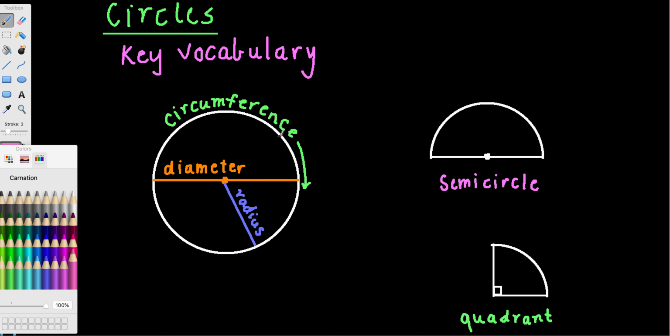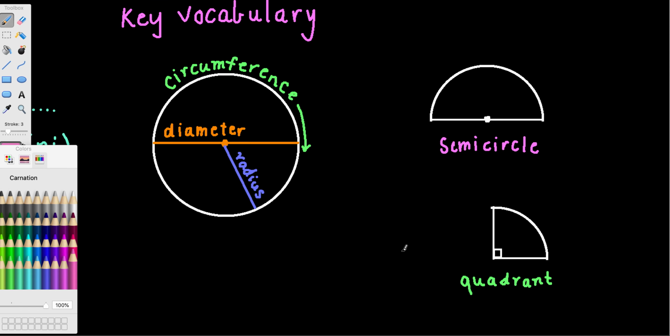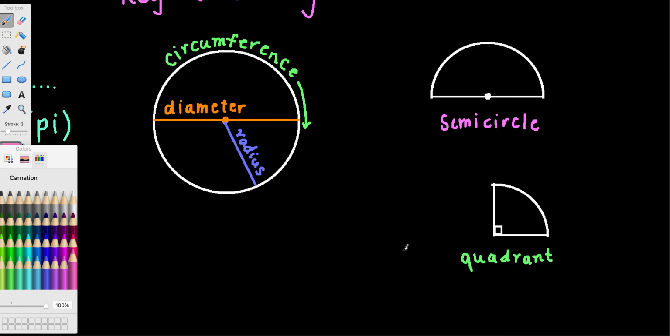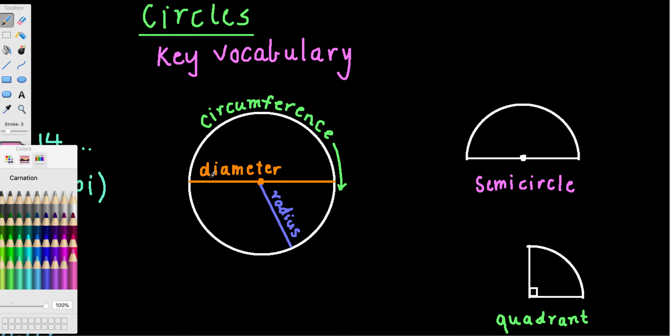The other two terms, the first one you'd be familiar with, and that's a semicircle. So you can draw a lovely semicircle and label it. And the other one is called a quadrant. So that's 1/4 of a circle. Imagine a pizza cut into 4 pieces, and you've just got one of those pieces. We call that a quadrant. Once you've got your diagrams, we'll then continue and look at circumference.